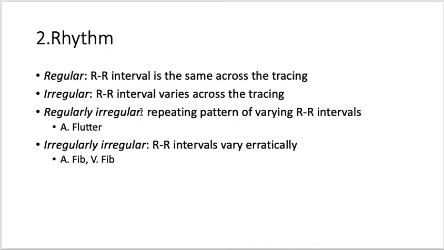This is seen commonly in something like atrial flutter. Or if it's just completely irregular and there's no rhyme or reason to how the RR intervals are spaced, that would be irregularly irregular, and you can see that in AFib and VFib.